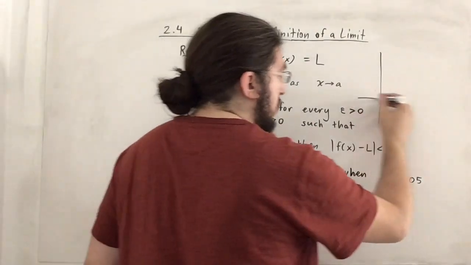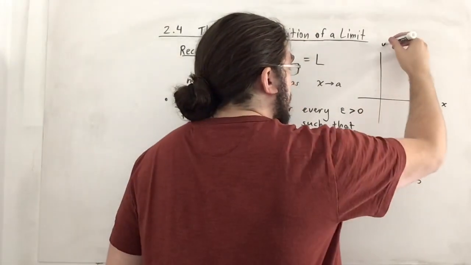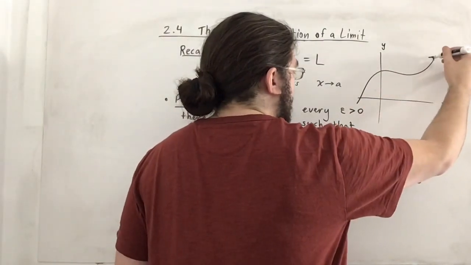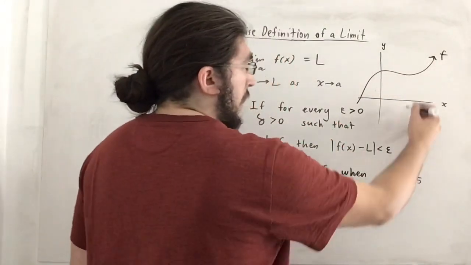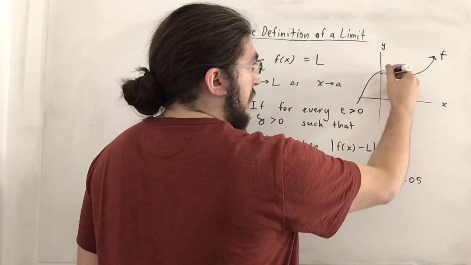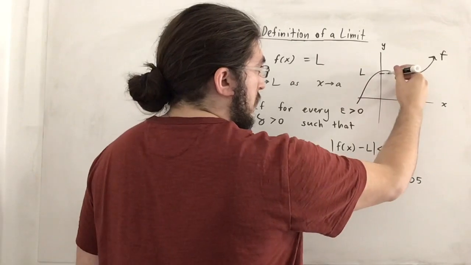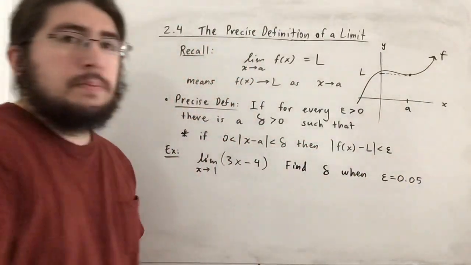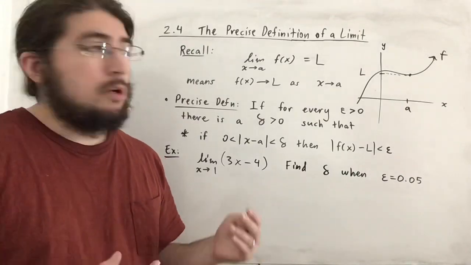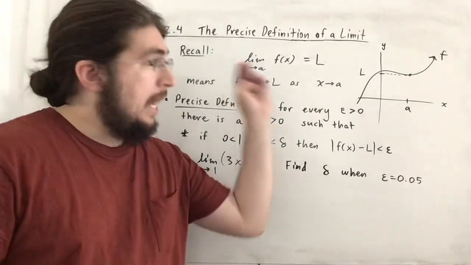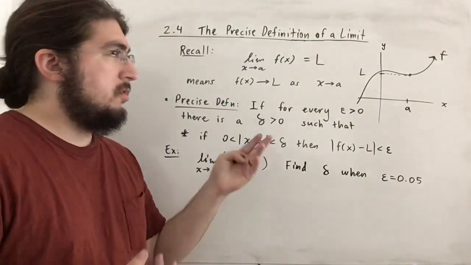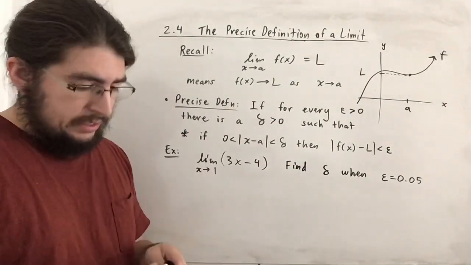So let's just imagine here we have a visualization, our xy plane, and let's just say that this is f of x, and let's say we're trying to find the limit as x goes to a of f of x, and that's L. So again, we're basically trying to plug a into f, but for whatever reason, let's say we can't, so we want to see what happens as x gets closer to a. What does f get closer to? And we're assuming that it gets closer to L, basically, that this limit exists.